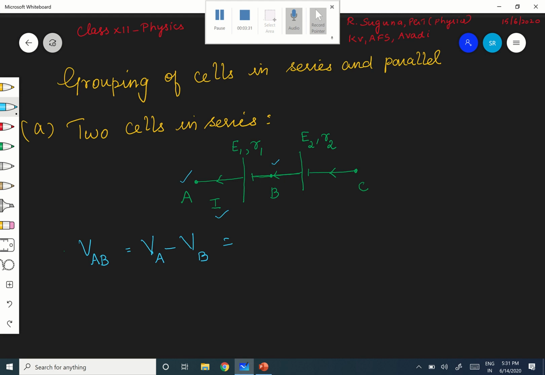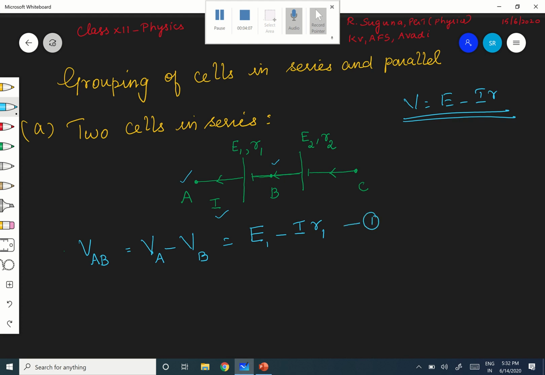Already we have derived the expression for terminal potential difference. What is that? V is equal to E minus Ir. This is the expression for how terminal potential difference and the EMF are related. Therefore VA minus VB, that is VAB, is E1 minus IR1. This is the first equation.